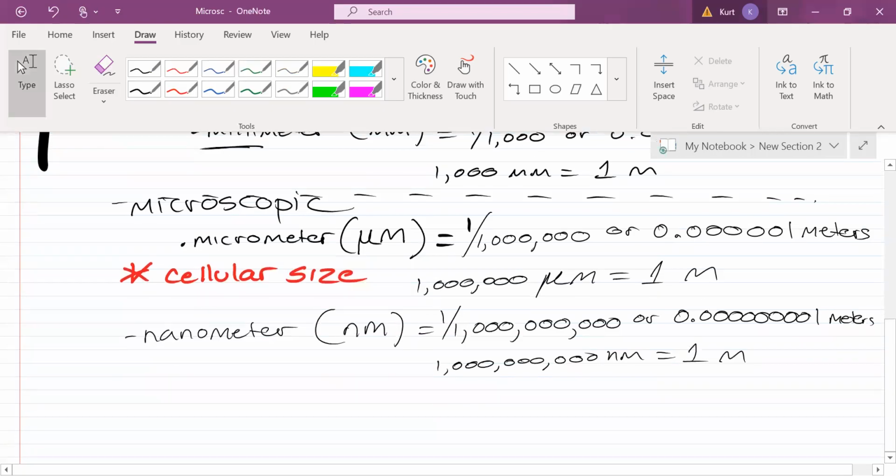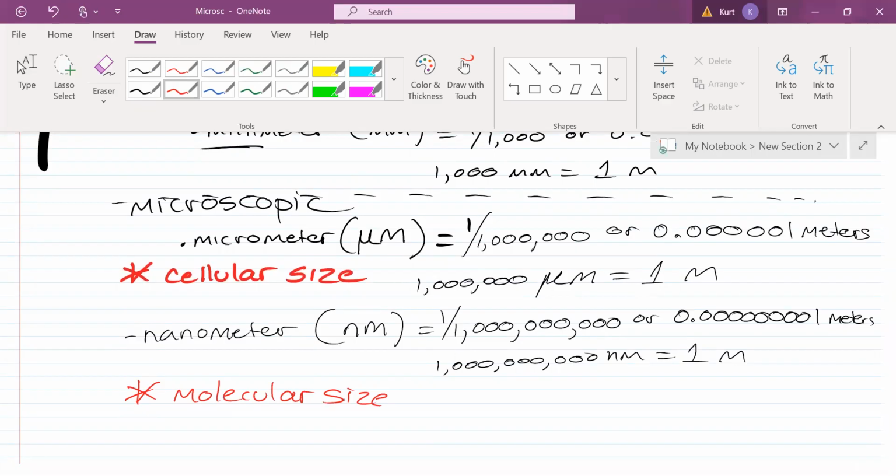We generally use this for measuring molecules. If I want to know the length of a lipid or the length of a DNA strand or a protein, we would measure it in nanometers. So we have cellular, we have molecular. Anybody want to take a guess? What is one level smaller than molecular? Atomic. And then you go subatomic. And then you're watching Ant-Man. Quantum, quantum, quantum. That's all very small stuff.